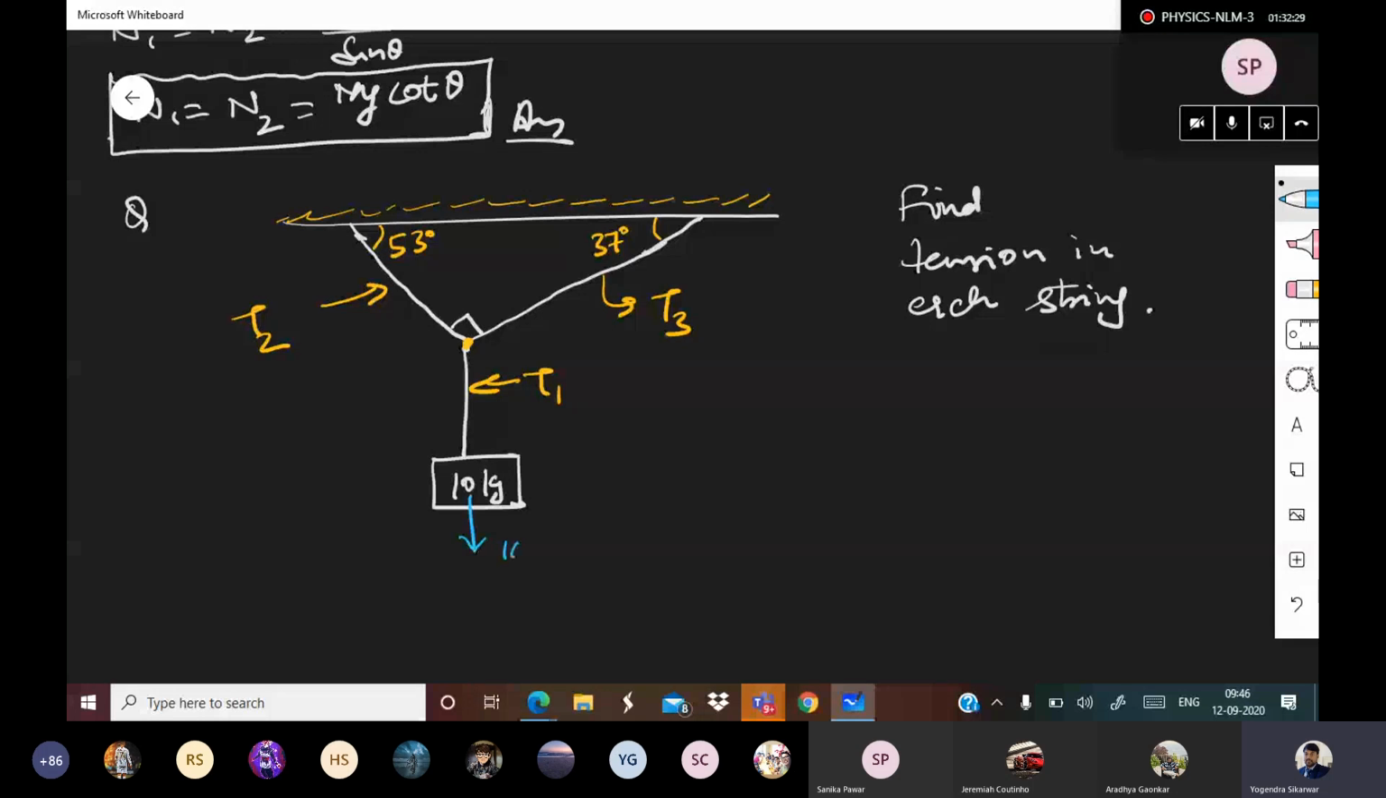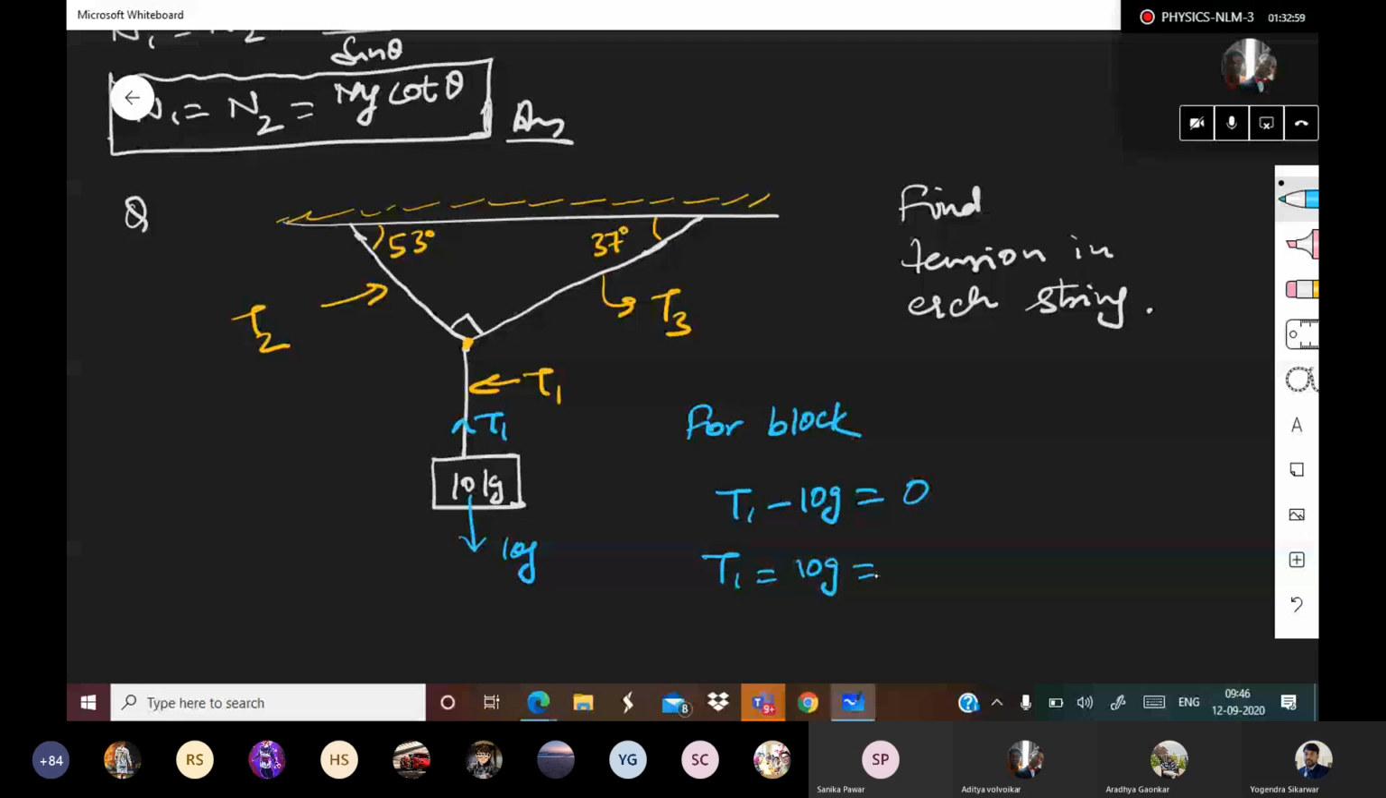For the block, 10G is acting downward. Enough time is already given, I cannot wait so much. So T1 is upward, 10G is downward. So for the block, T1 minus 10G is equal to 0. That gives us T1 is equal to 10G is equal to 100 newtons.